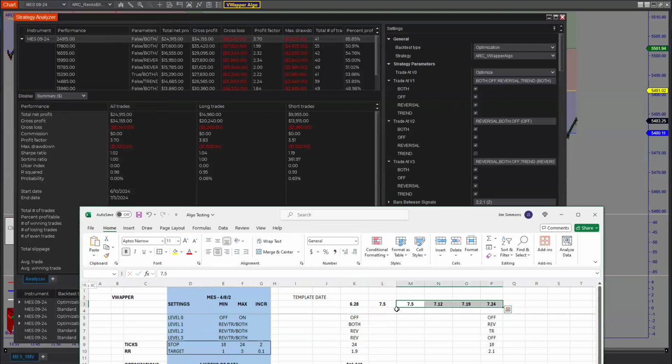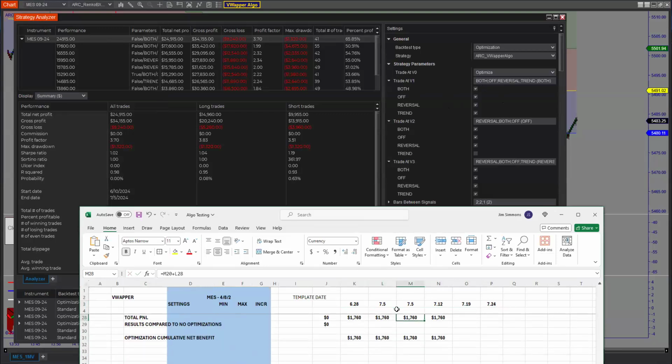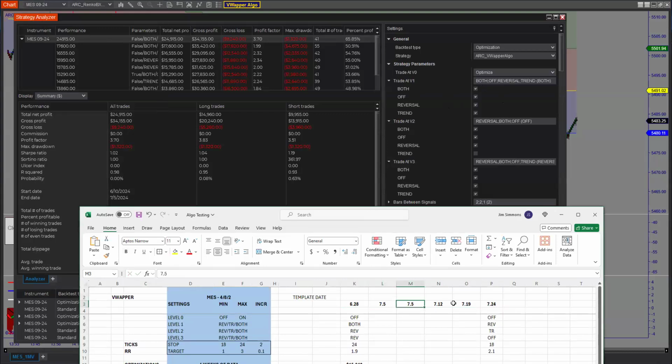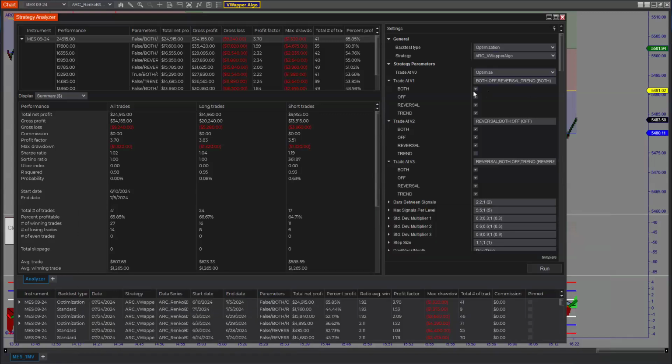Set 5. Oops. That's fine. All right, so level 1 is off. Next we have both, and then off, and then reversal. Cool. Now I'm going to lock those in. Let's go just both.